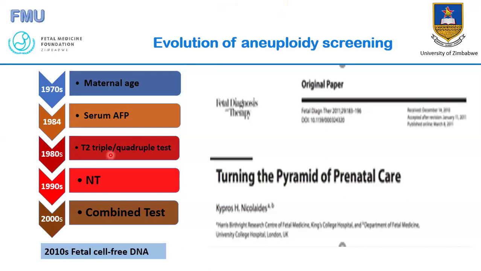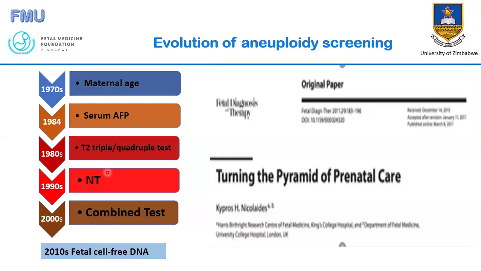Slowly it didn't work until Professor Nicolaides discovered that babies with Downs are likely to have a thicker nuchal translucency if you measure that nuchal translucency between 11 and 13 weeks plus 6 days. That was in the 90s. Then the nuchal translucency became the only standard test for screening for Down syndrome in the 90s.